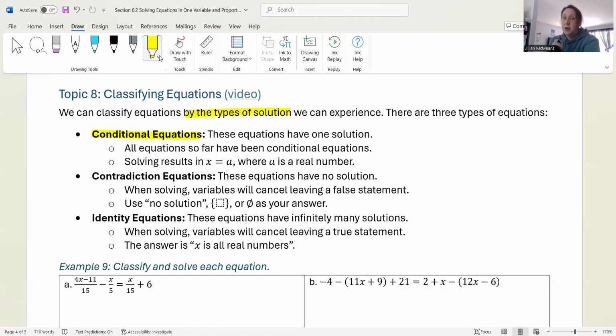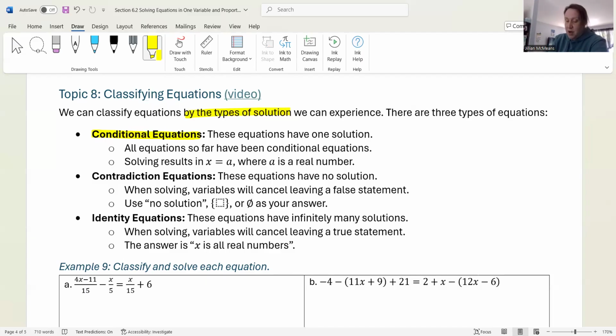And you can kind of think of it as the condition on the equation is that it's true for this one value. Okay, so all equations so far have been conditional equations. Solving results in x equals a, or whatever your variable is, where a is some real number. As you're going through the solving process, you're able to distribute, simplify, get all your variables on one side, constants on the other, and then at the end, you're finally going to be able to get a single variable, a single x, a single y, a single z, and then that's going to equal some constant. That's how you know you have a conditional equation. You get a single variable equaling some real number, okay?